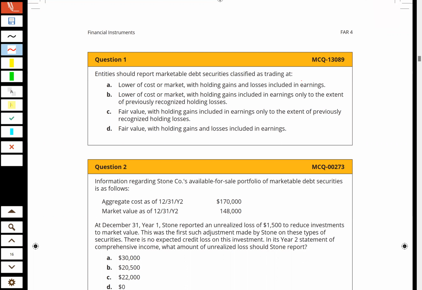It's fair value with holding gains and losses included in earnings because it's a trading security.